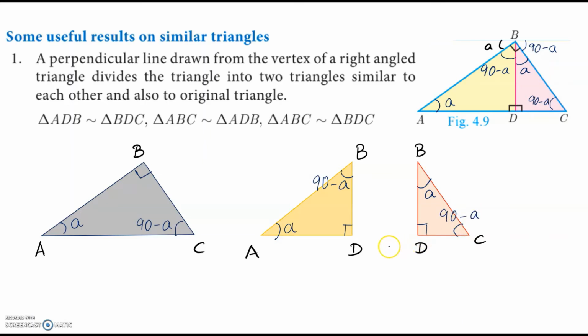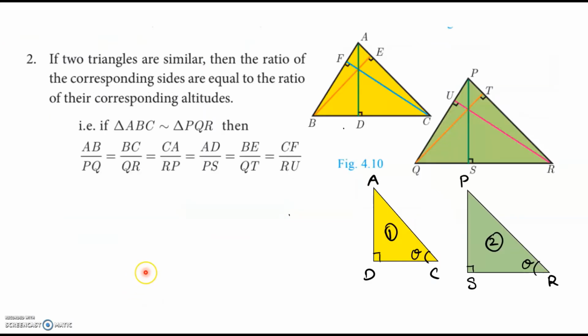Alright. If you look at the three triangles now, you will find they all have three angles: A, 90 minus A, and a right angle. Since all three angles inside are equal for all three triangles, they are all similar to each other. Alright, let's go to the next property.